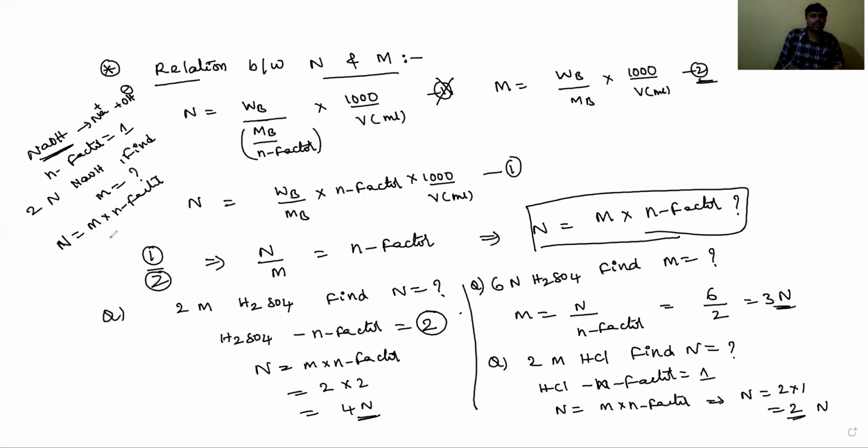So when the n factor is equal to 1, the normality is equal to the molarity, for example 2 molar is 2 normal. In other cases, normality is equal to molarity into n factor. If the n factor is more than 1, then the normality value will be more when compared to molarity. This is a very, very important relation.